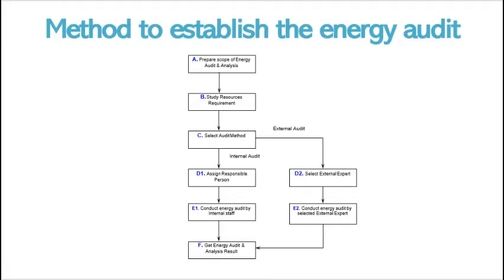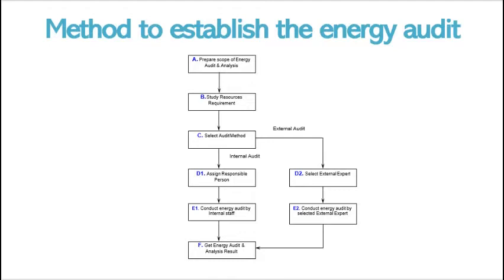flow for the method to establish the energy audit. For the first flow, we have to prepare the scope of energy audit and analysis. Next, we need to study the resource and requirement. Next point is to select audit method. Here at the audit method, it divides into two types of audit, which is the internal audit and external audit.